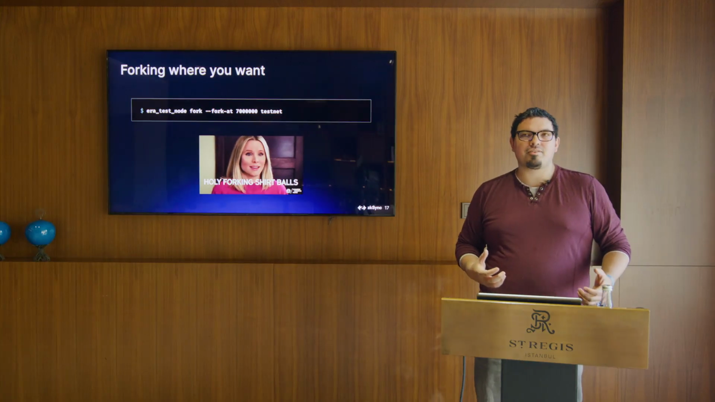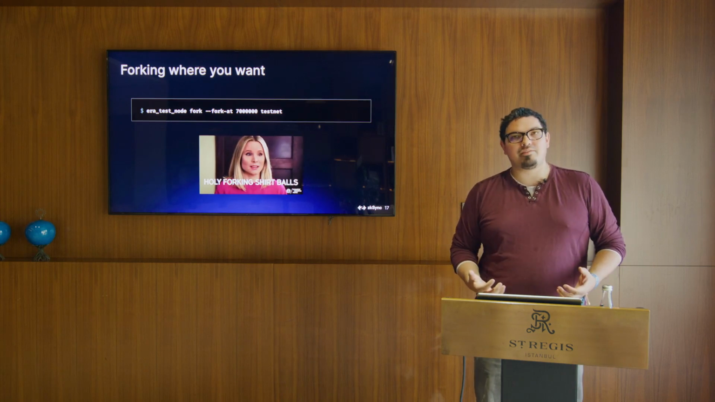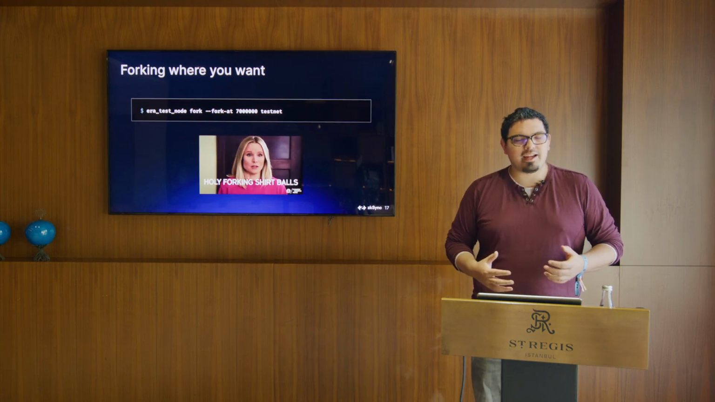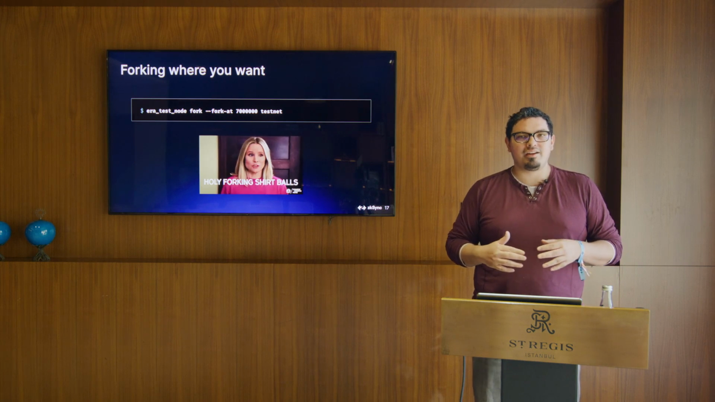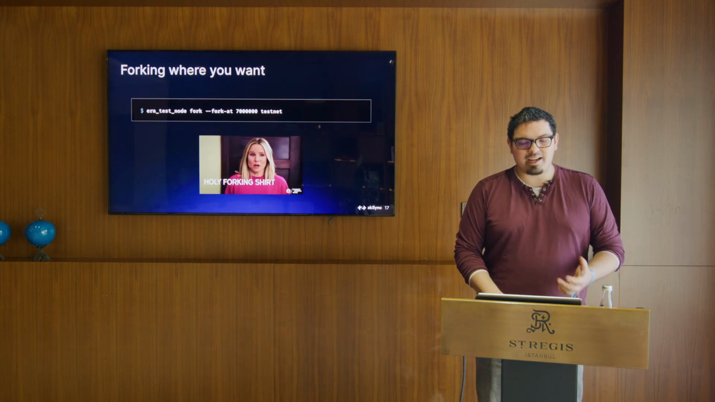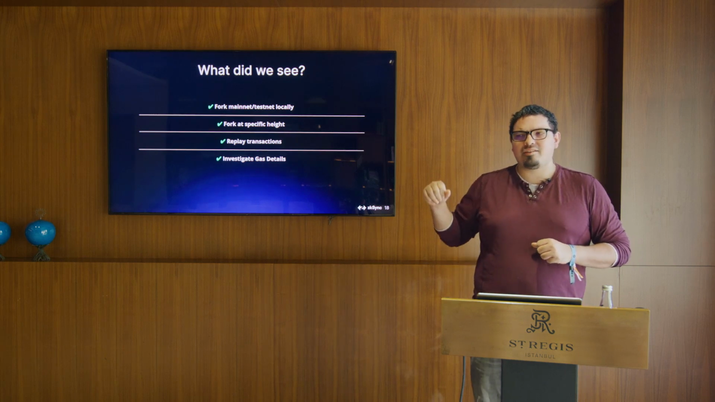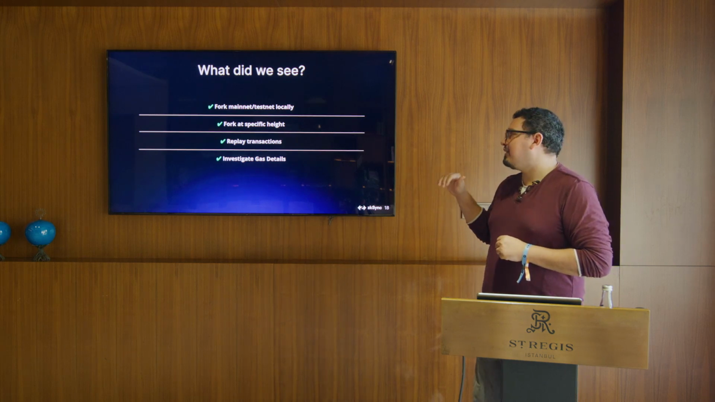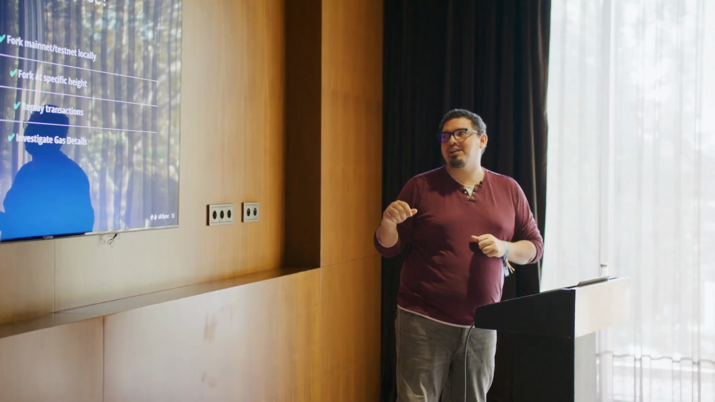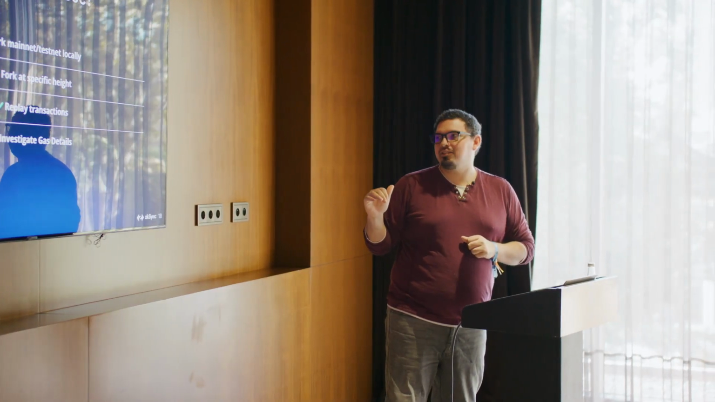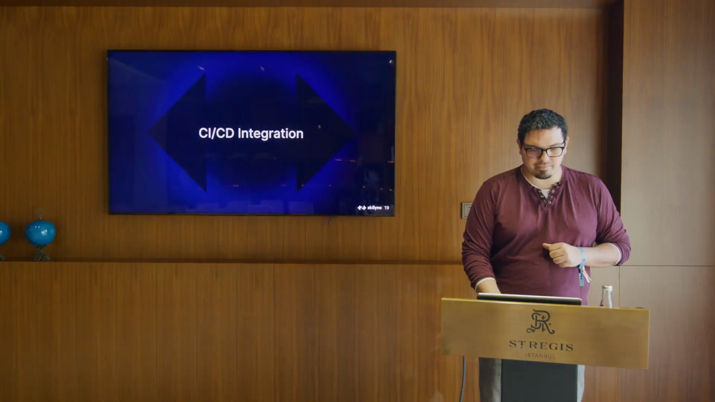Another feature, and I mentioned this, is we can fork, right? We can fork testnet, we can fork mainnet, but we can also fork at a very specific block height. So you just say fork at, you give it the exact block number, and you're good to go. You fork exactly where you need to. We've talked about forking mainnet, forking testnet, forking at a very specific height. You can replay transactions on those forks, and you can investigate some of those gas details.